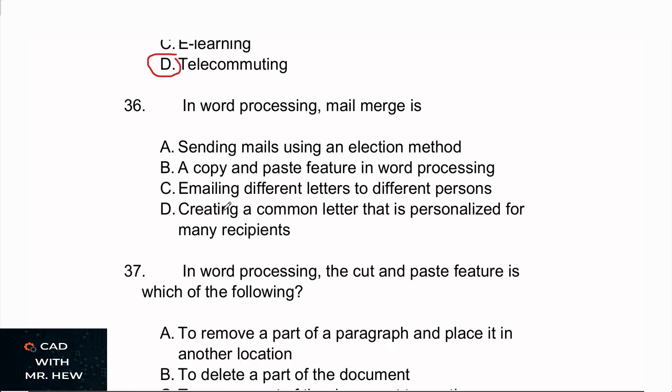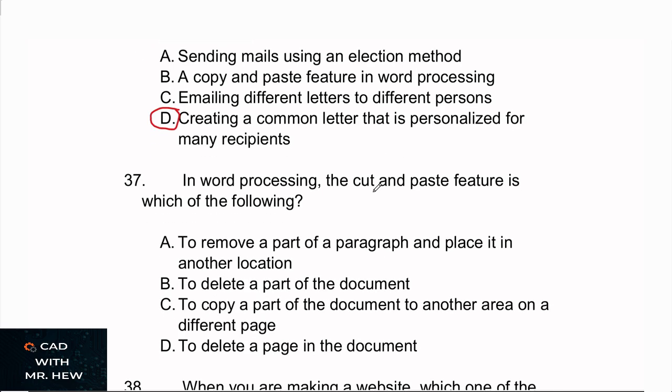Let's look at question 36. In word processing, mail merge is A. Sending emails using an electronic method. B. A copy and paste feature in word processing. C. Emailing different letters to different persons. D. Creating a common letter that is personalized for many recipients. The correct answer is D.